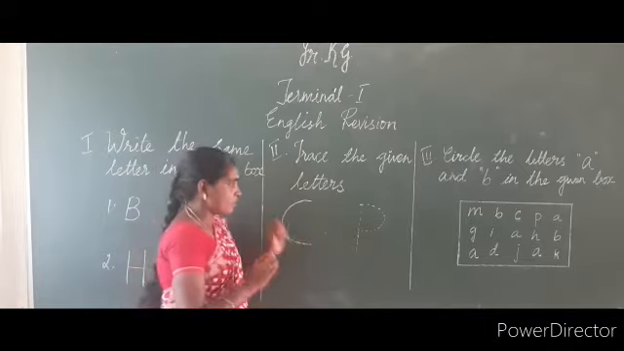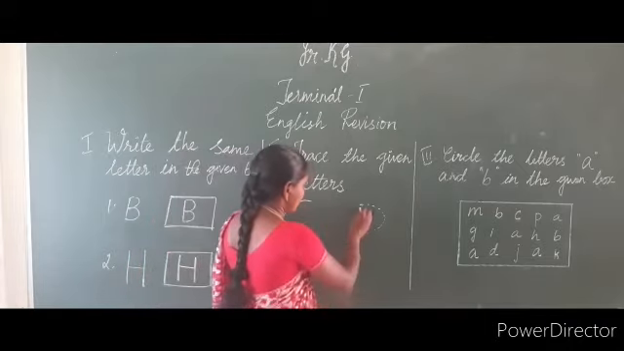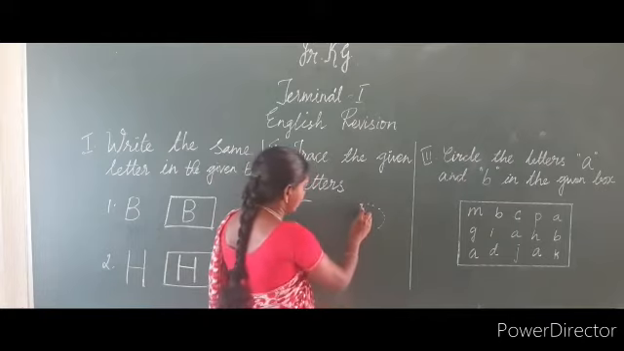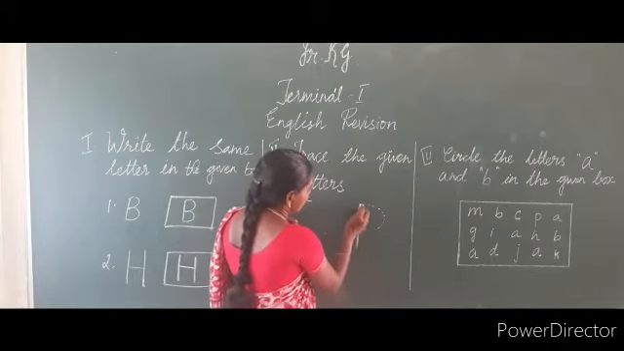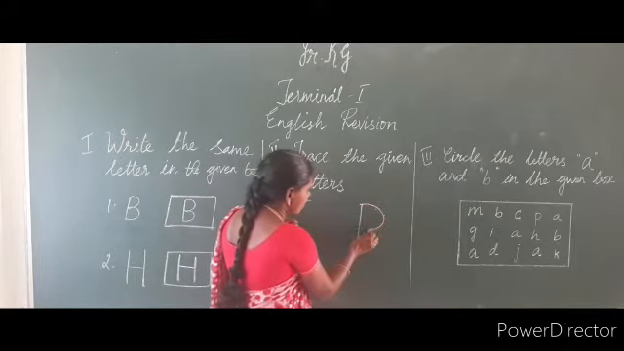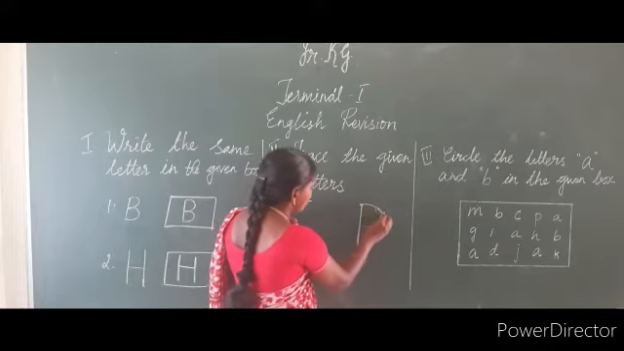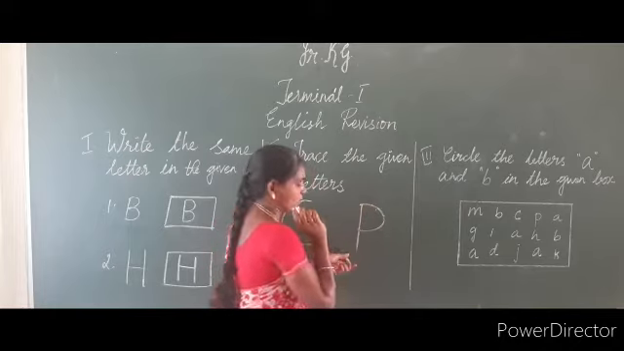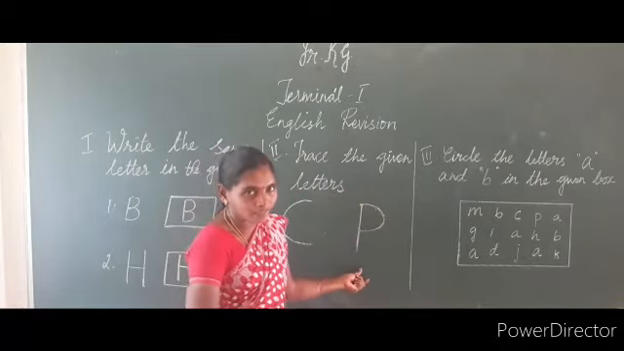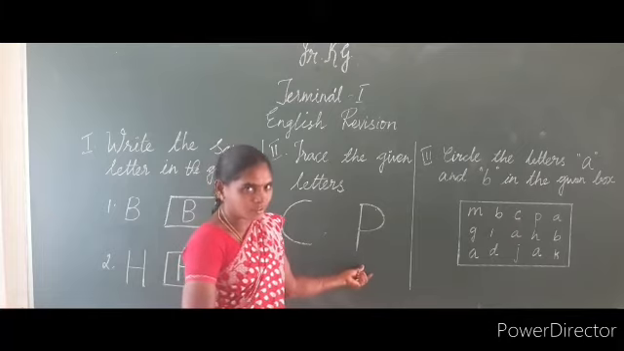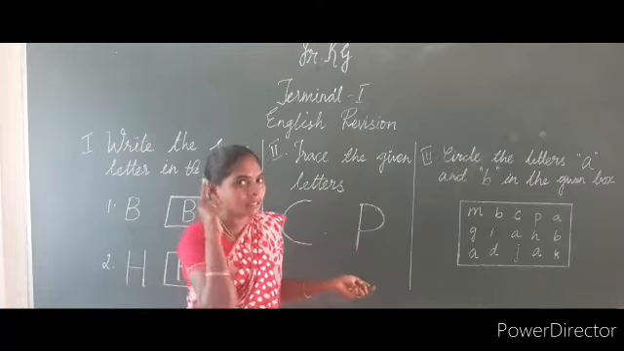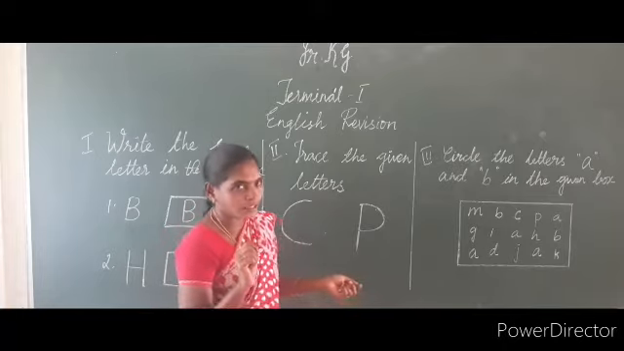Children, what's the next letter? Shall we find out? Just join the dots like this, and again join the remaining dots like this. Is the letter completed or not? Yes, it is completed. What letter is this? This is letter P. In this way only you have to trace the letters which will be given in your question paper. Children, good.